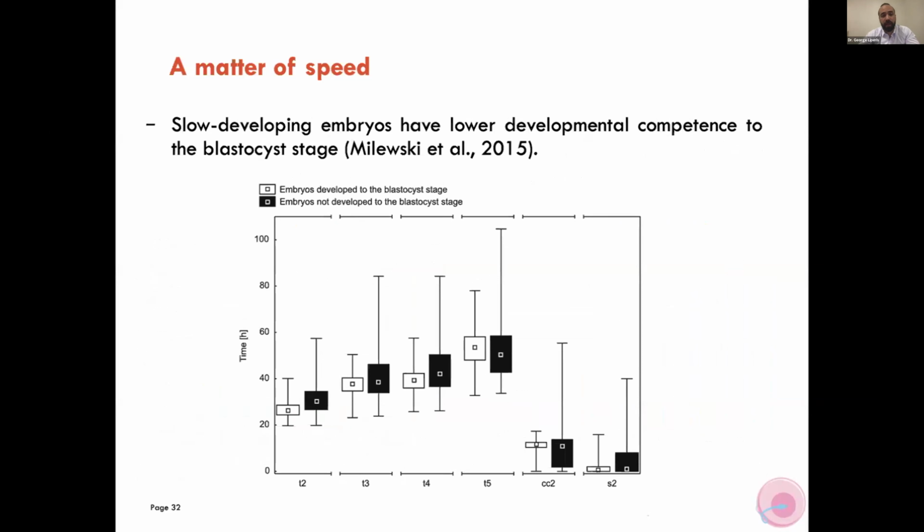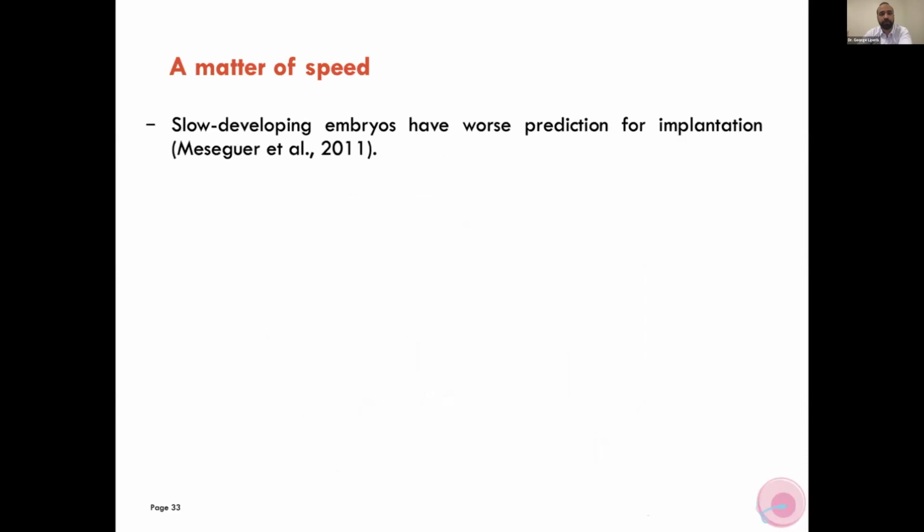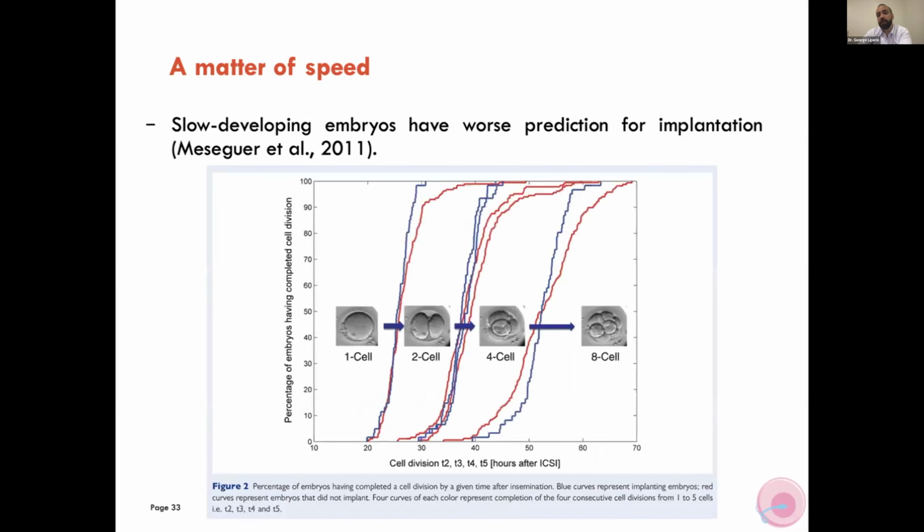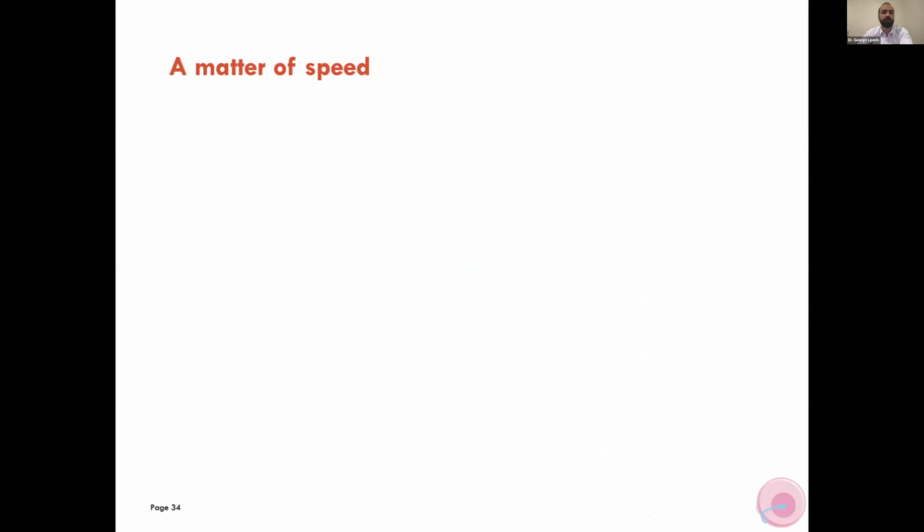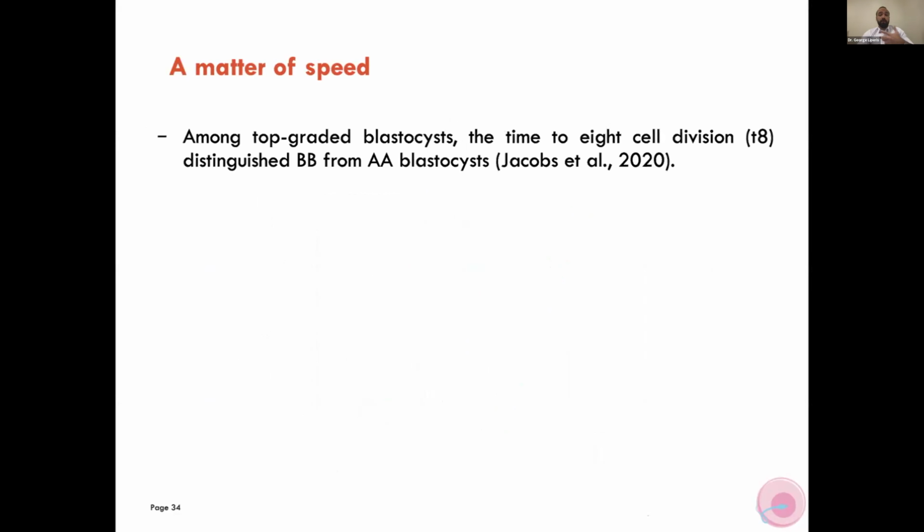And we can see here with the black bars that the delayed embryos are the ones that have not developed to the blastocyst stage, and the timing it takes to complete the divisions and the creation of cells from 2 to 5 shows that those embryos are less likely to make it to the blastocyst stage. And also slow developing embryos have worse prediction for implantation. We can see with the blue line those embryos that have led to implantation, and with the red line those embryos that are delayed and don't lead to implantation.